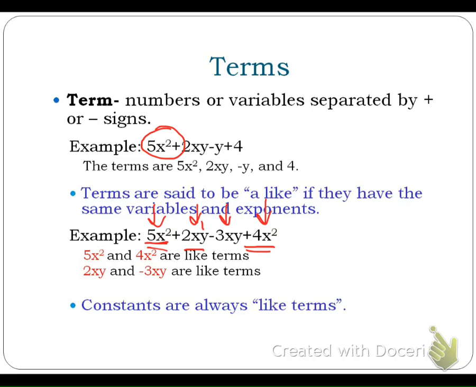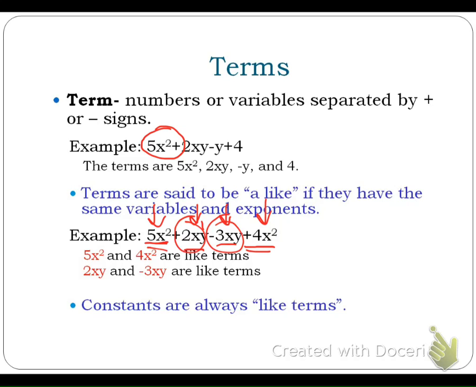Do you have any other xy variables together? Yeah, right here in the third term. They both have an xy in them. So those are also like terms. It's sort of like in a family. People in the same family all have the same last name, right? Doesn't matter what their first name is. Same thing with terms. Terms are not like, or kind of in the same family, unless they have the same variables with the same exponents in them.